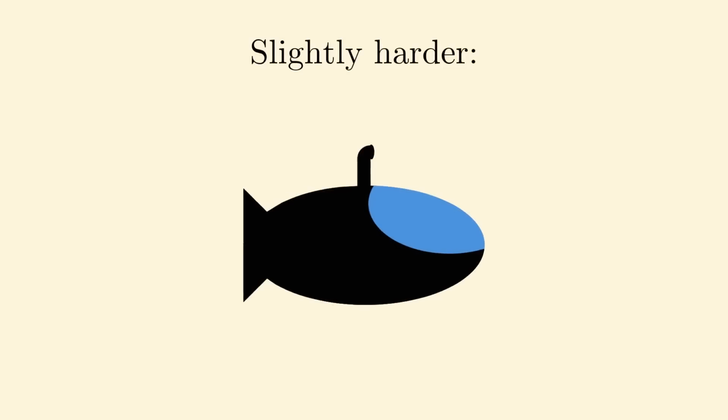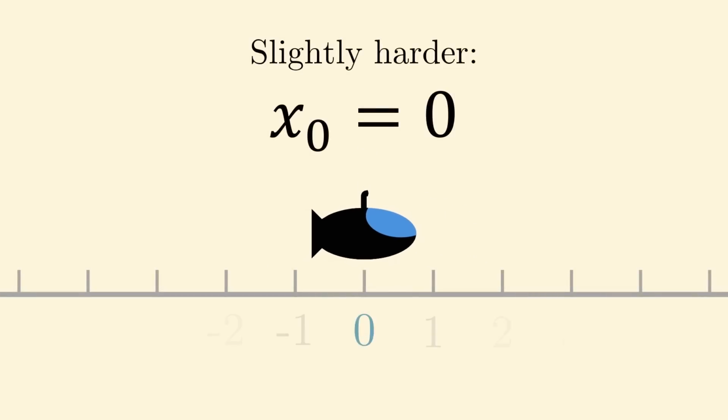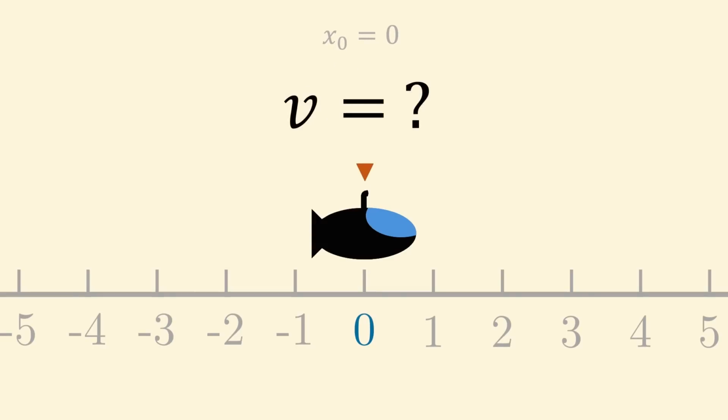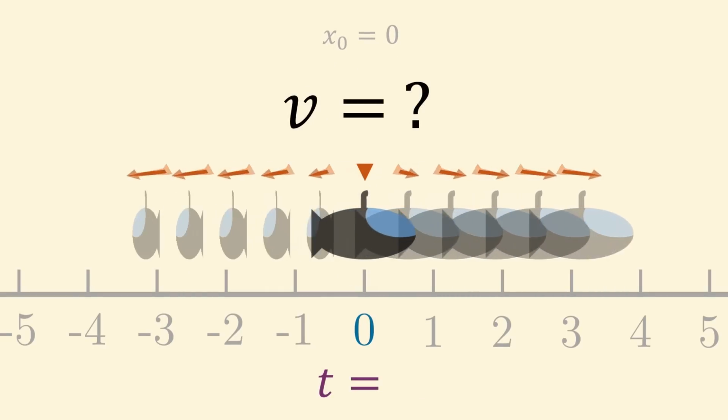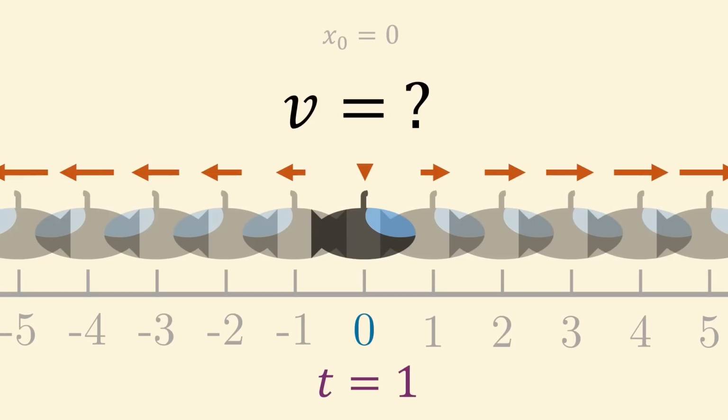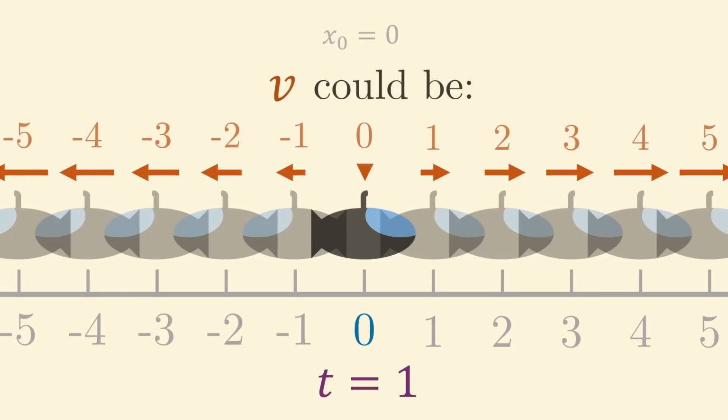We're making good progress. Now, let's add some complexity. Let's now consider the case where the starting position is 0 and the velocity is unknown. Let's visualize the possibilities. After the first second, the submarines could be at any position. The velocity could be any integer. Somehow, we must eliminate all possible v.